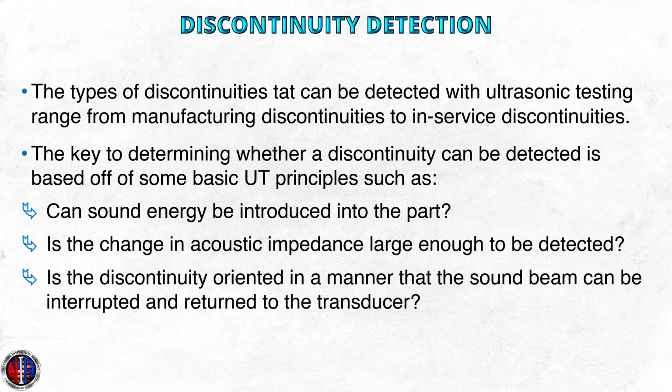Is the discontinuity orientated in a manner that the sound beam can be interpreted and returned to the transducer? When performing ultrasonic testing, it is ideal to have the expected discontinuity orientated in a manner where the largest cross-section is perpendicular to the primary sound beam. As the discontinuity becomes more in line with the primary sound beam, the detectability of the discontinuity decreases.